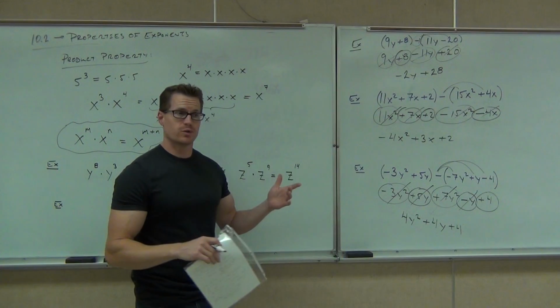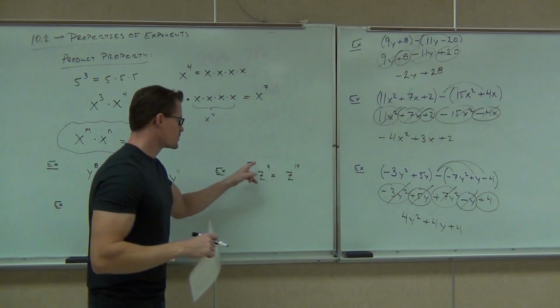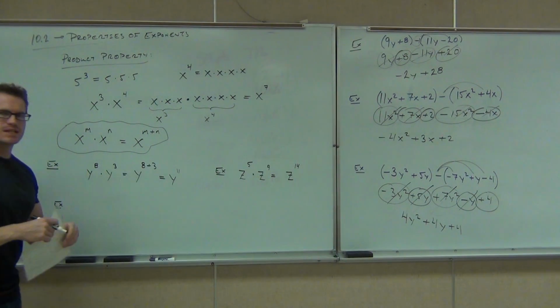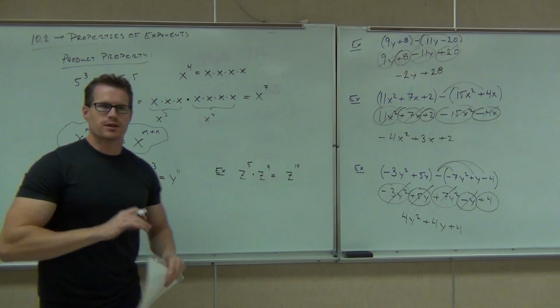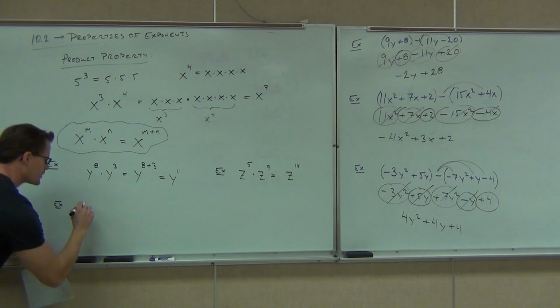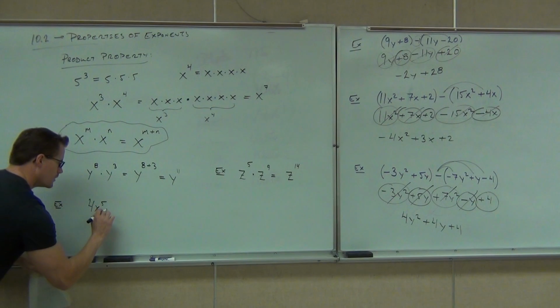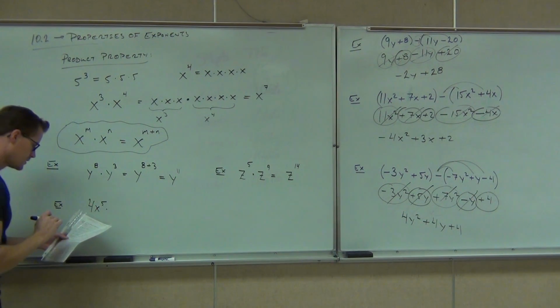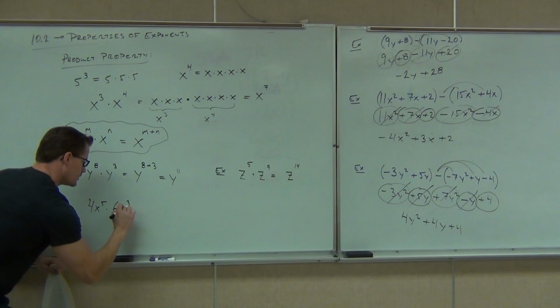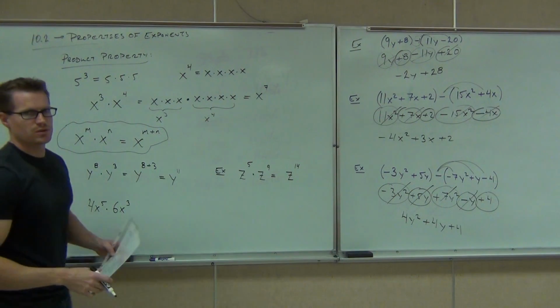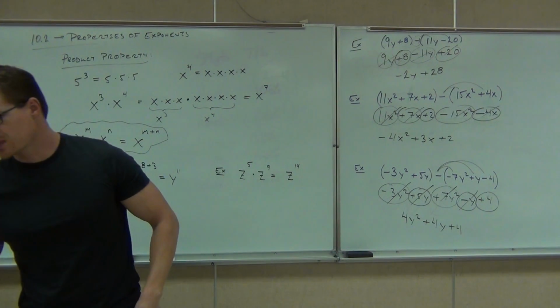Now, one question we should have is, well, there's no numbers out front here. Can we deal with those numbers out front? So, for instance, what if I gave you something like 4x to the 5th times 6x cubed? 4x to the 5th times 6x cubed.